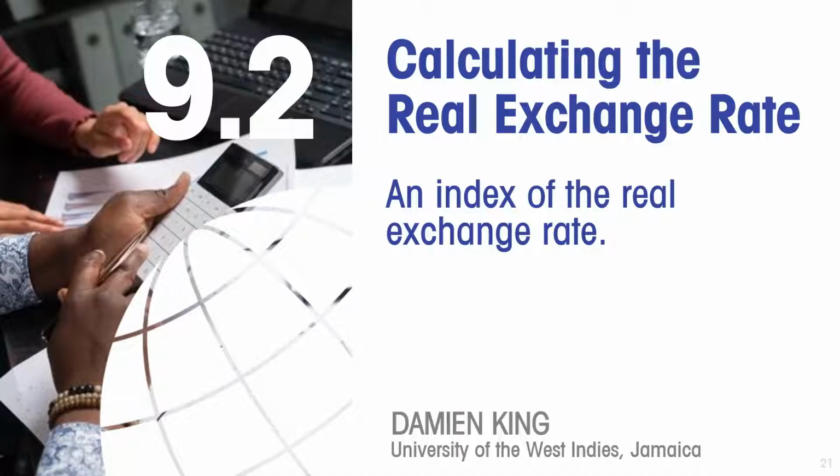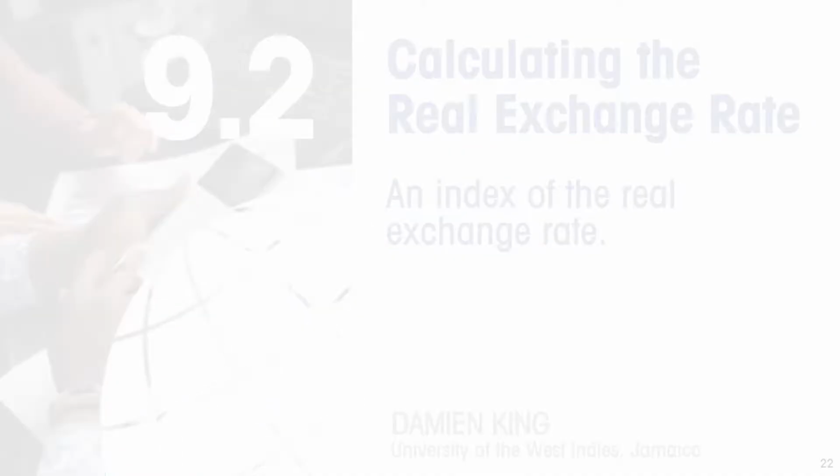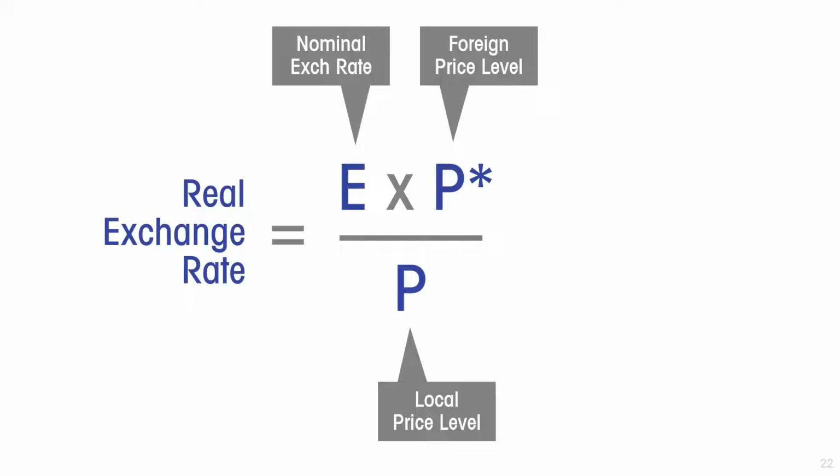How to calculate the real exchange rate, or rather, an index of the real exchange rate. The formula that we are going to use is that the real exchange rate is E, the nominal exchange rate, multiplied by P star, the foreign price level, divided by P, representing the local price level. This is actually intuitive as a representation of the real exchange rate.